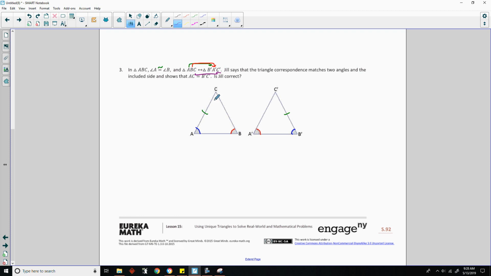So C corresponds to C prime, so that means this is congruent to this. So we have a triangle correspondence. We're told this right here. So since we have a correspondence that matches 2 angles and the included side, as shown, that AC equals B prime C prime.